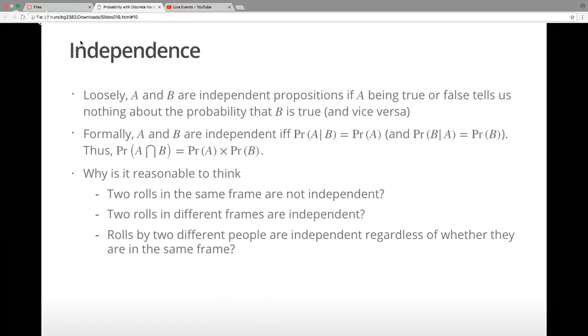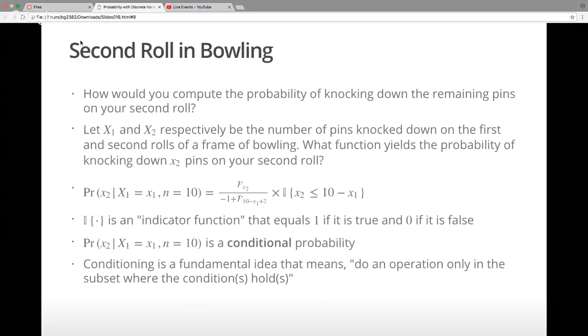But even for the same person, why might it not be reasonable to think the first roll of consecutive frames of bowling is independent of each other? Becca. If someone's bad at bowling, they need to be... Yeah, but if someone's bad at bowling, they might actually get better with practice. They might get better then, but then it's not independent. Right. So kind of the way we wrote it down, assume that there would be independence across frames.